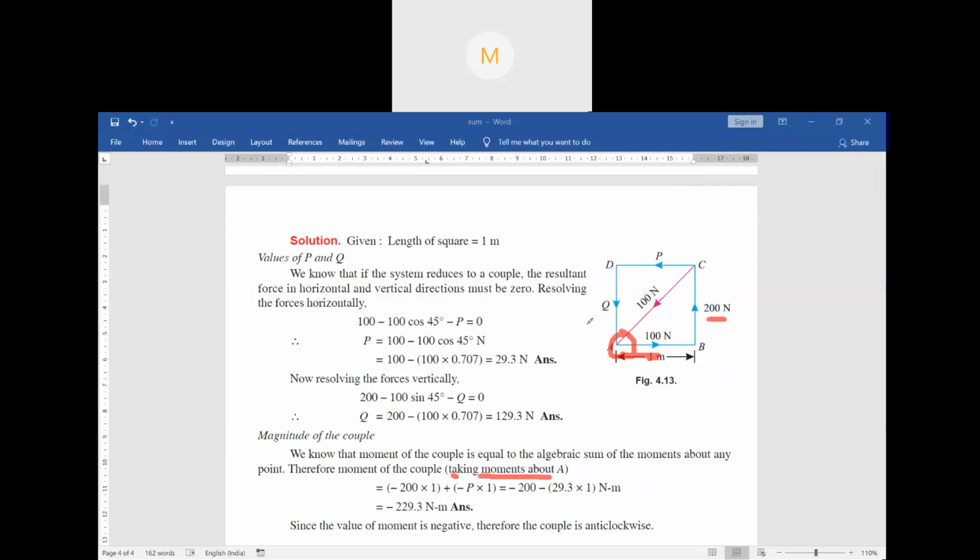If you are taking moment about some point, then this is the force and this is the perpendicular distance. If it is 0, then you should not consider it. That is why we are considering this one, this one. So we got the answer like this.